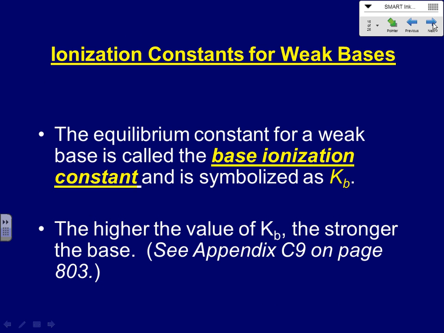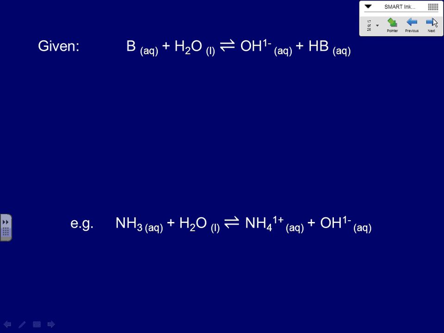Don't worry about writing this down. The ionization constant for weak bases. It's the exact same slide as the other day. It's called the base ionization constant. It's called the Kb. The bigger the Kb, the stronger the base. It's exactly the same, but it's flipped over to its base equivalent.